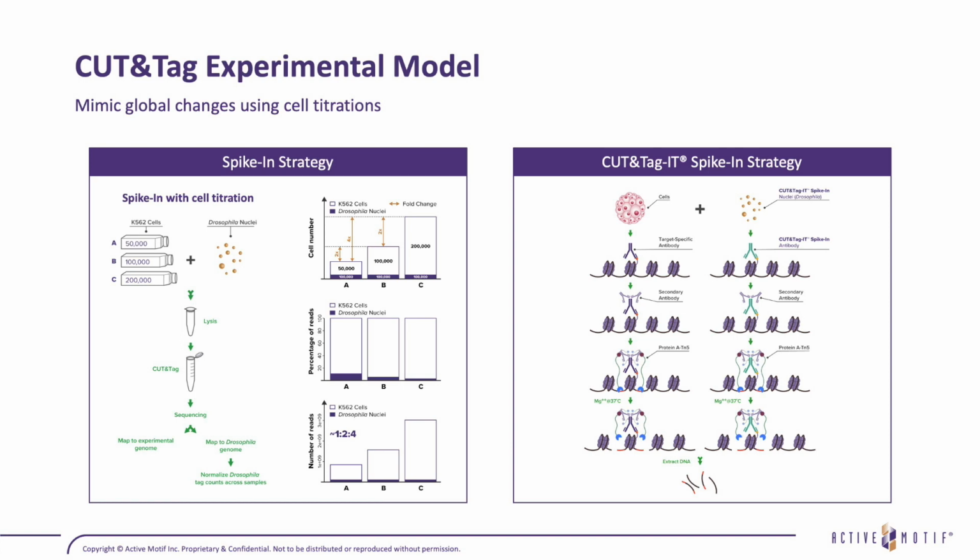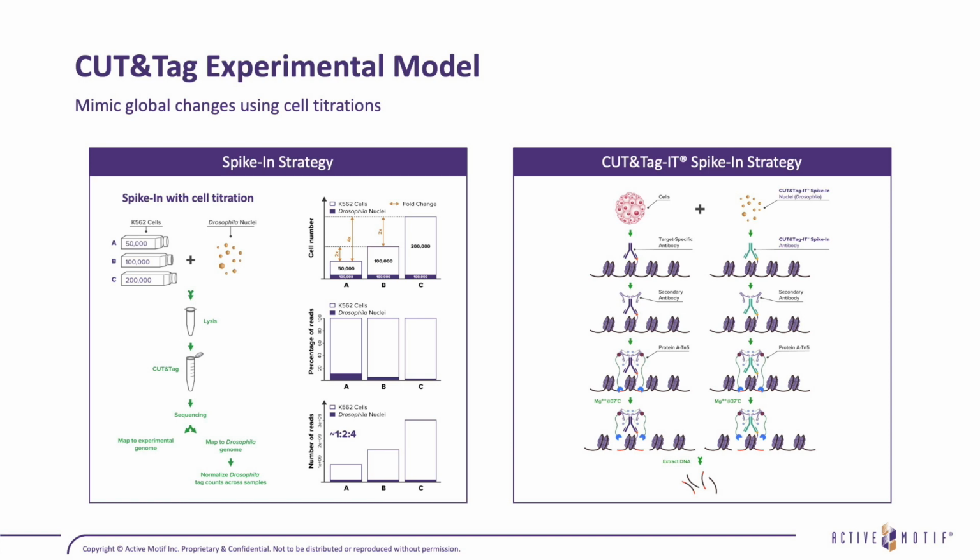And so we did design a new spike-in, and our new spike-in is to use Drosophila nuclei. So when we were doing ChIP-Seq, we used Drosophila chromatin because that's the input material for ChIP-Seq. And CUT&Tag cells or nuclei are the input material. So we chose to use Drosophila nuclei.